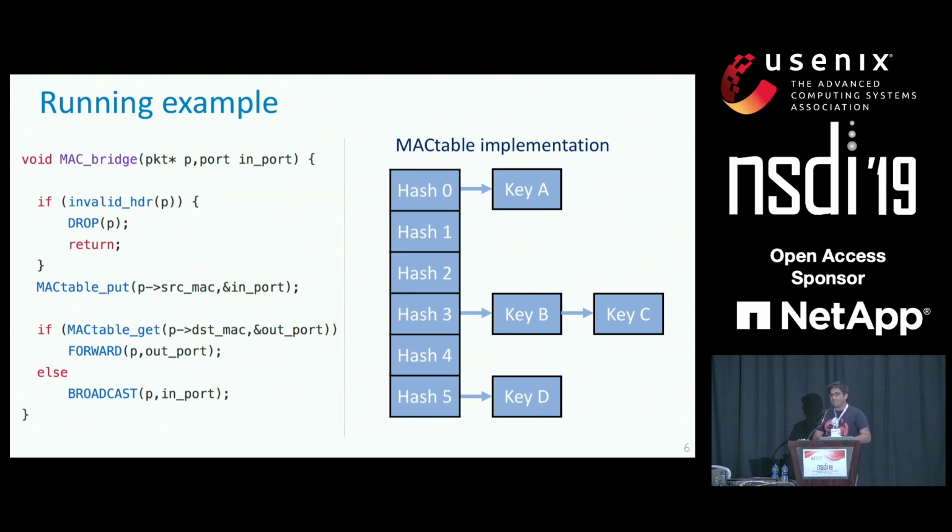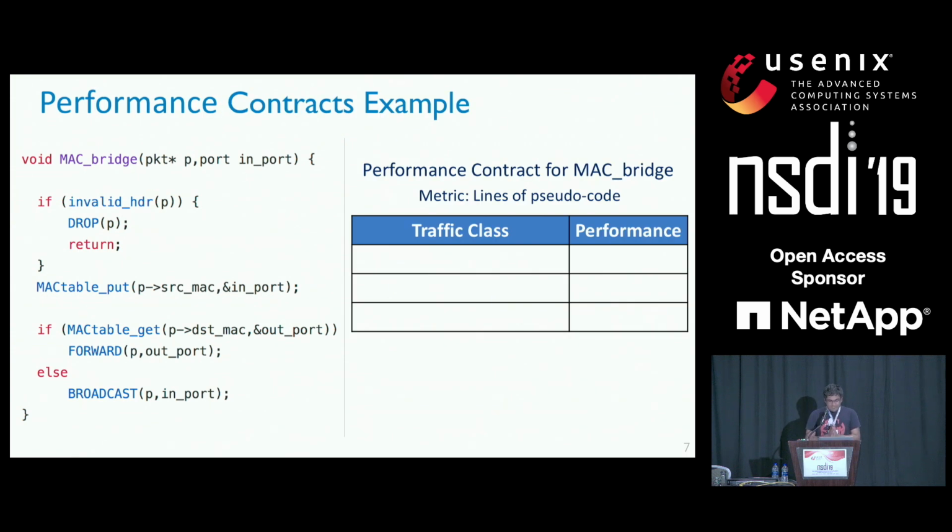So with this NF and implementation in mind, let's take a look at a contract. The contract is going to be represented in the form of a table with 2 columns. On the left, you have each traffic class that the NF treats differently. Together, these traffic classes are going to cover the entire input space of the NF. And on the right, you're going to have the predicted performance, which in this example is for the metric, the number of lines of pseudocode.